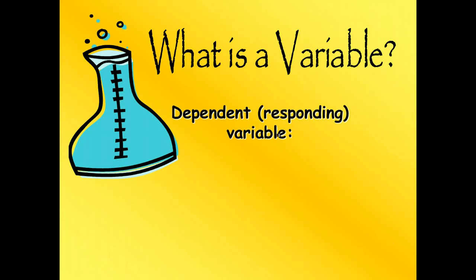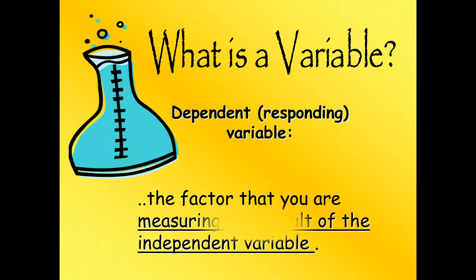The dependent or responding variable is the factor that you're measuring as a result of the independent variable. So this is what actually happens in relation to the thing that you changed.